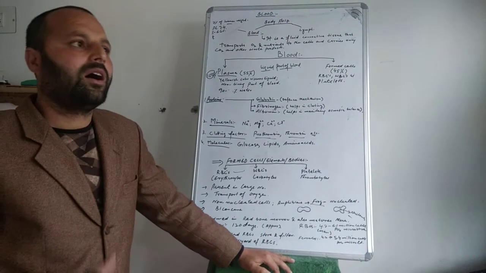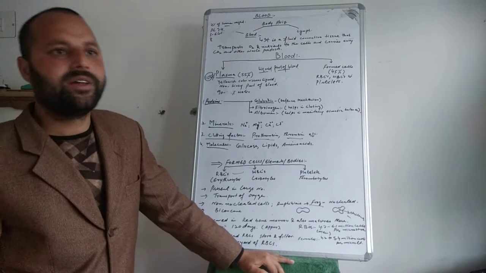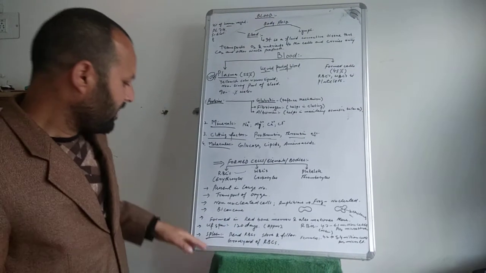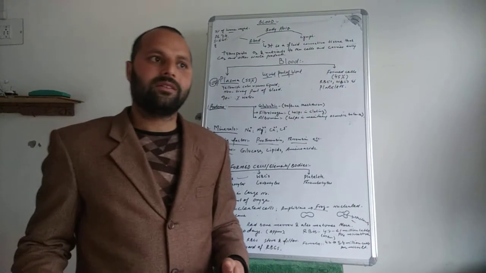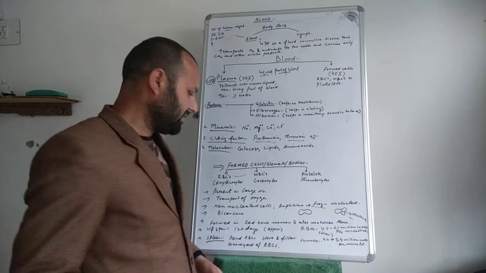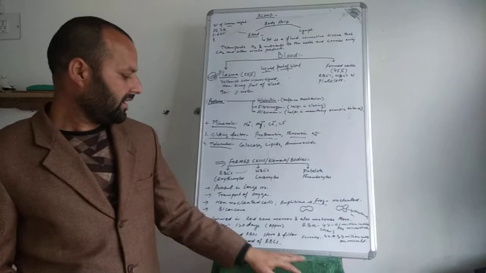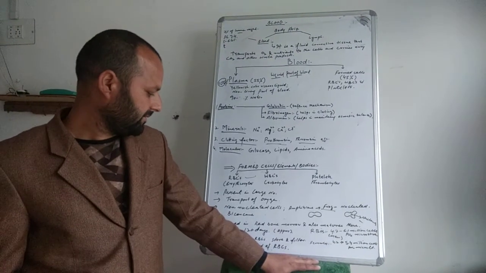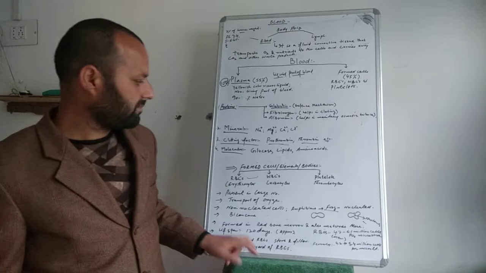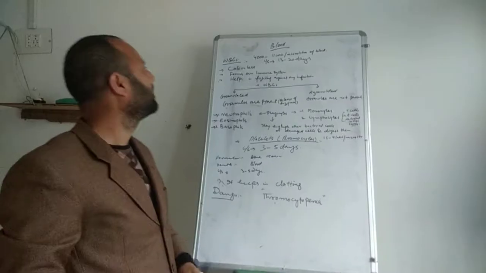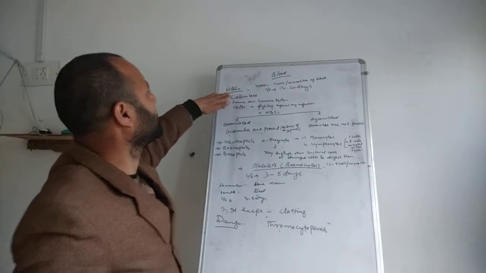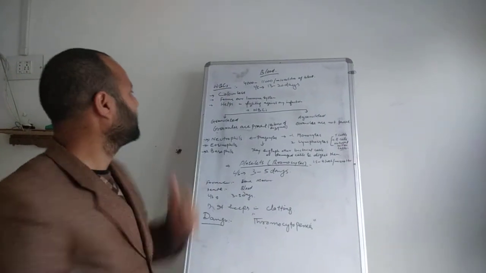After 120 days, when RBCs die, what happens to them? They die in the organ known as the spleen. They are stored there and filtered. It is also known as the graveyard of the RBCs. Completed the RBCs. Now the second one is WBCs.